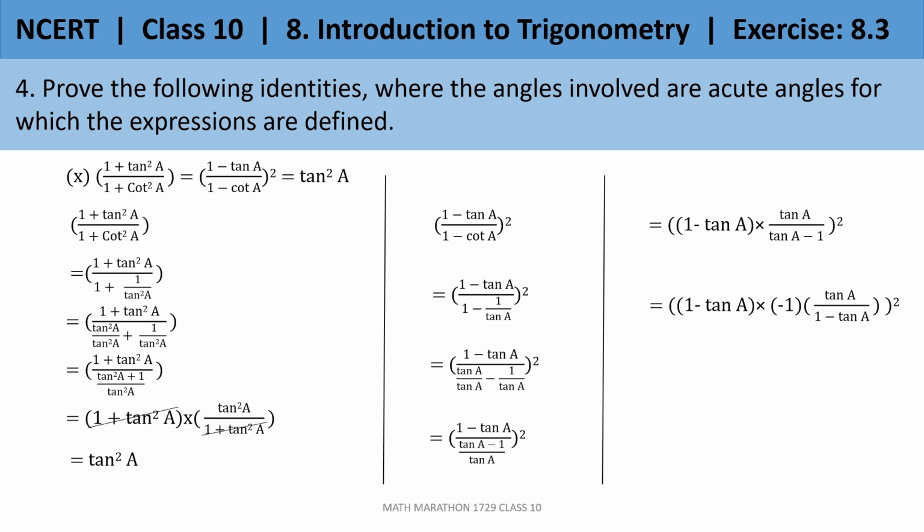In numerator and denominator, we have 1 − tan A. We can cancel out 1 − tan A, and it is equal to (−1 multiplied by tan A)², which is equal to tan²A. So, right hand side is also equal to tan²A. So, left hand side is equal to right hand side. Hence proved.